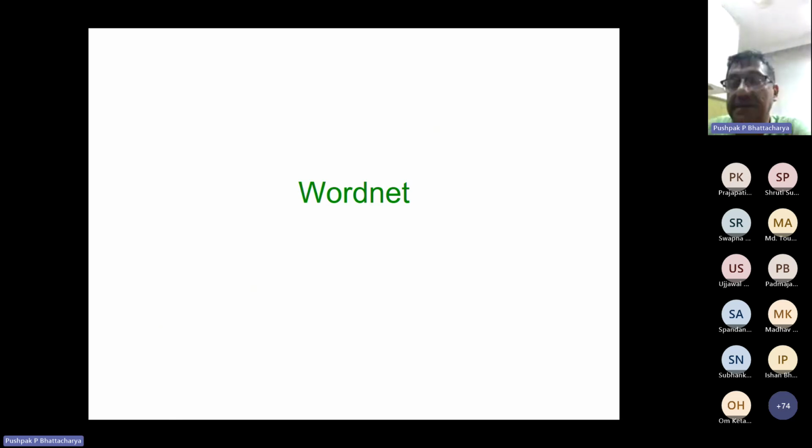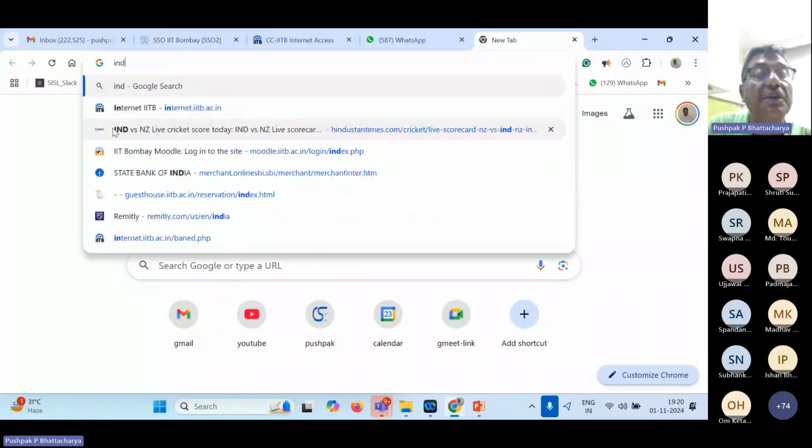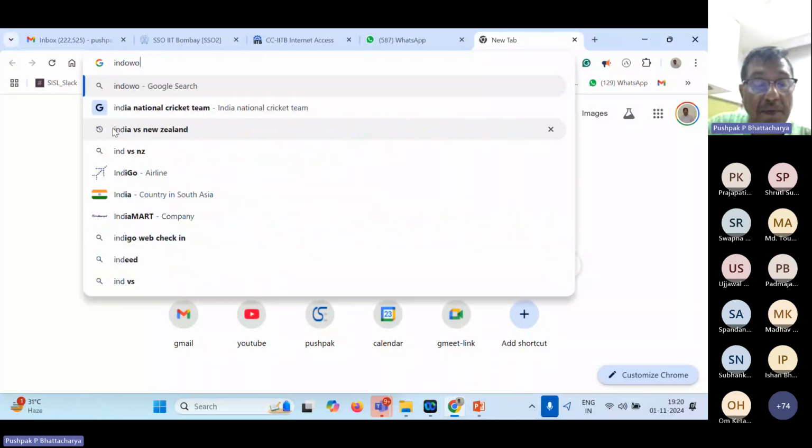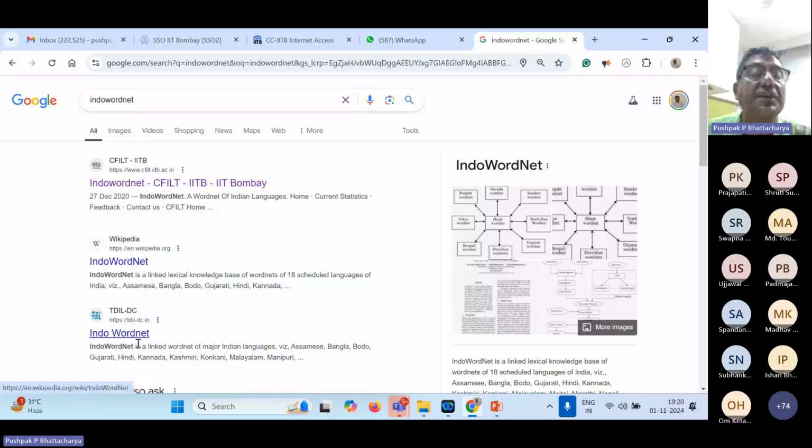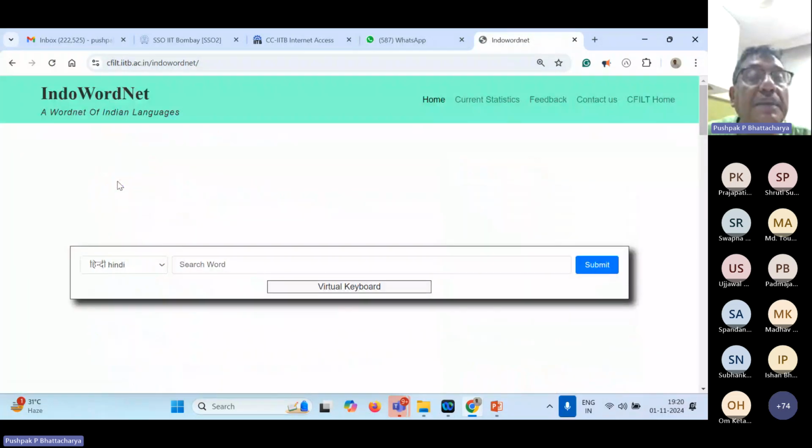So the first knowledge graph to be discussed, which is very, very famous, is WordNet. Let me give a demo here of the Indian language WordNet. Go to Google and search for Indo WordNet. Then it should take you to the home page of Indo WordNet. Is the screen visible? Yes, sir. Okay.